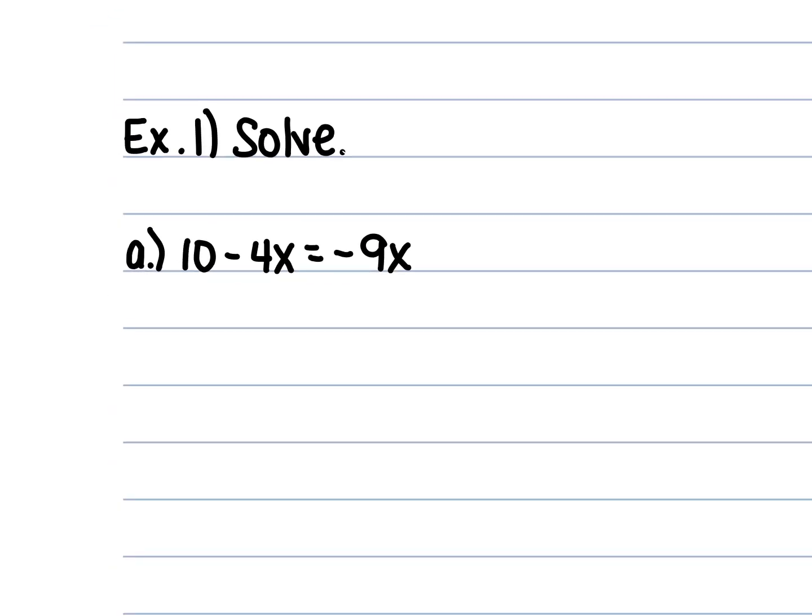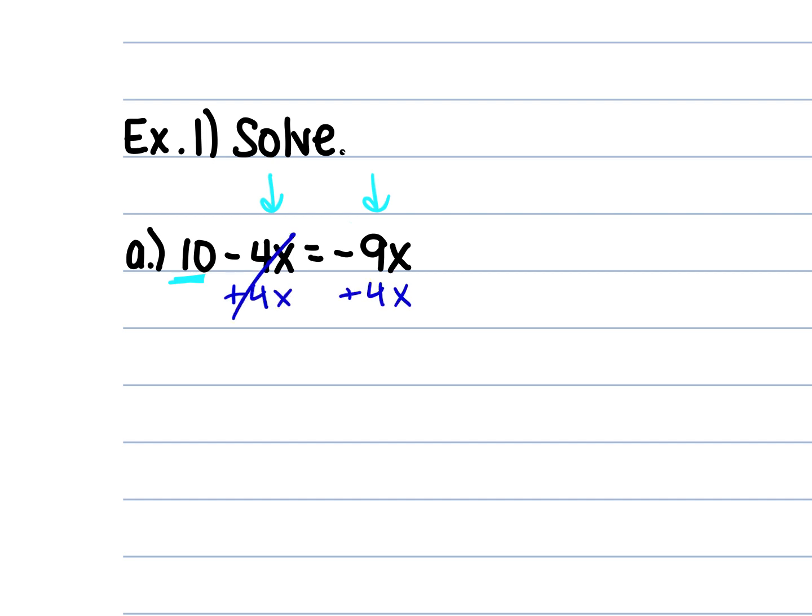So let's look at A. So here I'm going to combine my variables together. I have negative 4x and negative 9x. Since I already have a constant on the left side, I'm going to move the variable to the right side. But in order to move something to the other side of the equal sign, I have to do the opposite. So since it's minus 4x, I'm going to add 4x to the other side.